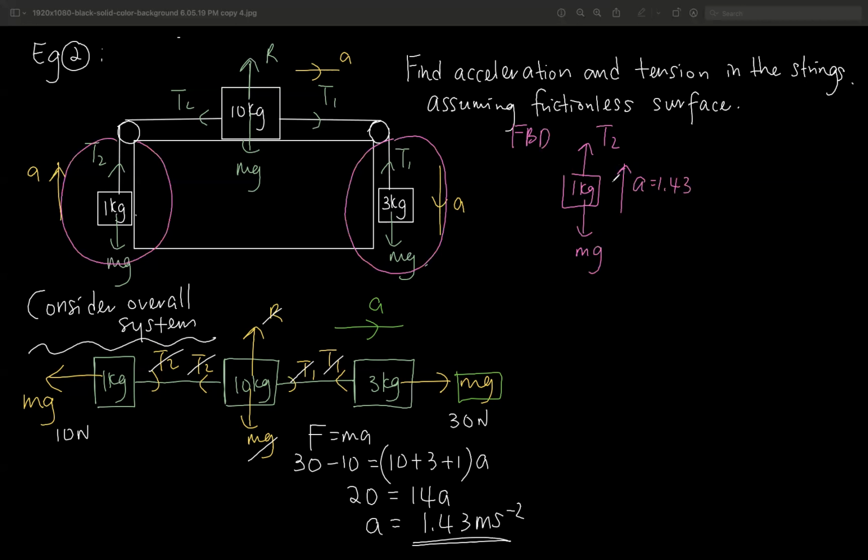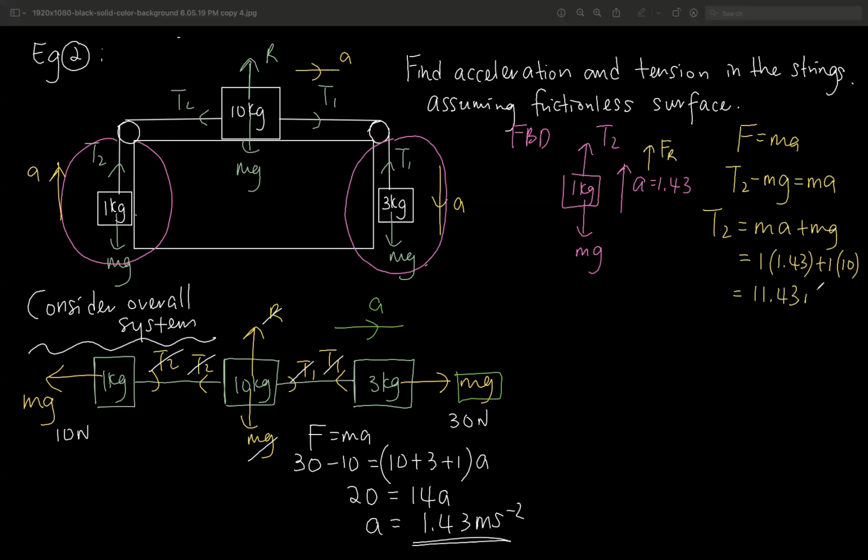Now this one is in one dimension, forces in one dimension. So using F equals ma again, resultant is upward. So T2 minus mg equals ma. T2 equals ma plus mg, 1.43 plus 1 times 10, which is 11.43.